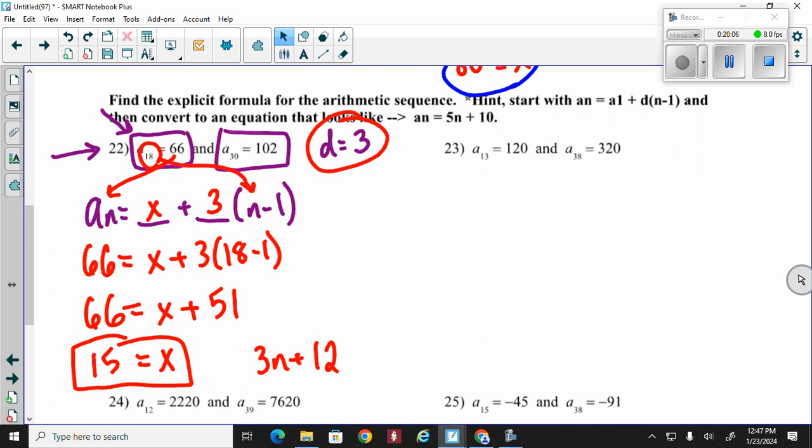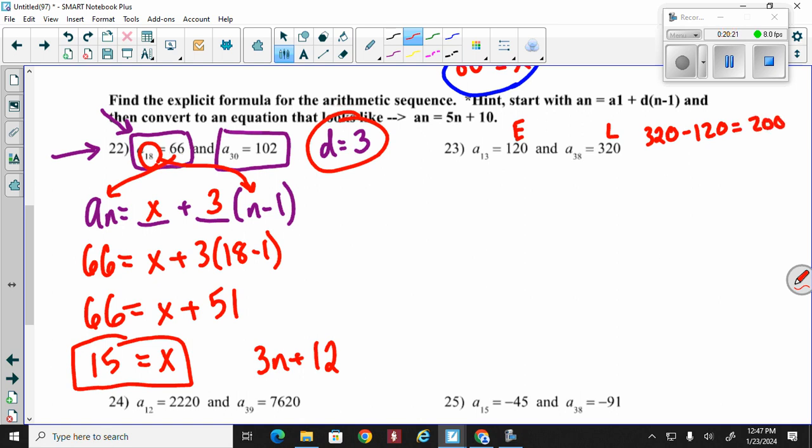Okay. So again, I'm not given my first term. I'm not given my common difference. So first thing I'm going to do is take my later and subtract my earlier. So 320 minus 120. I believe that gives me a clean 200. And then that's the 13th term. That's the 38th term. Let's say that's 25. So I'm going to divide that by 25. So 200 divided by 25, I believe my common difference is 8.